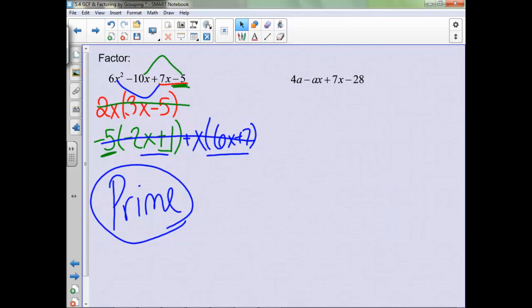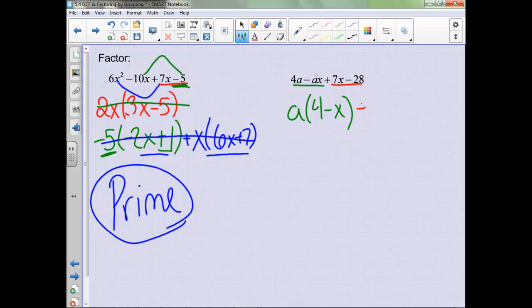Alright, let's look at this one. Well, these two have an a, so let's try that. We factor out the a, we're left with 4 minus x. In the other two, they both have a 7, so let's take out a positive 7, and we're left with x minus 4. Well, once again, they're similar, but they're off by that negative. So let's factor out a negative here and change this to negative 7. This will be negative x plus 4.